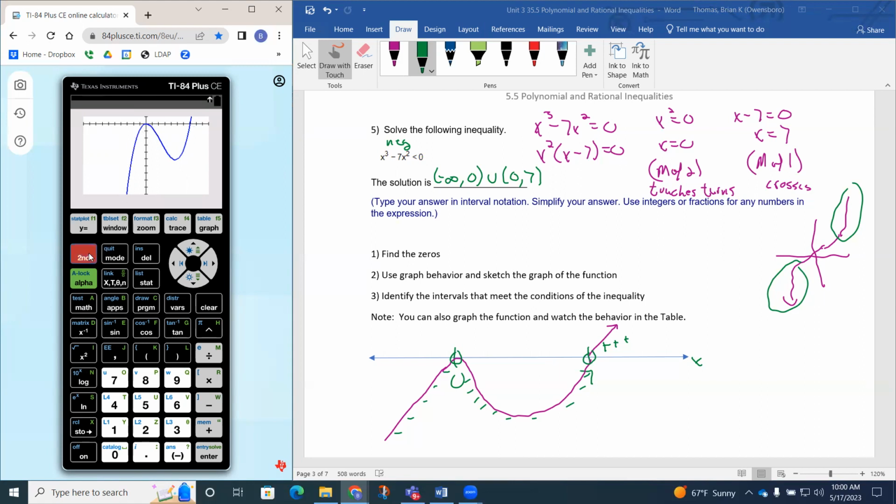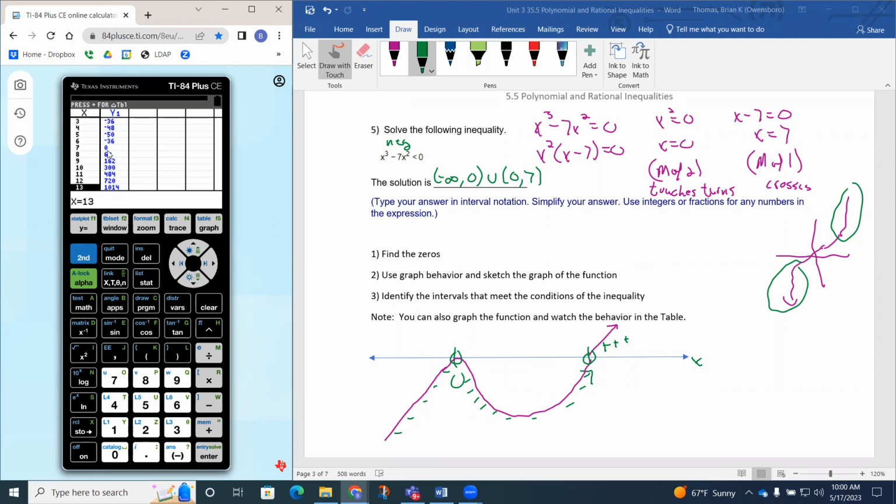We can also see it from the table perspective. Notice that 0 is 0, but if you go left of 0, notice how it's negative. It stays negative. Notice how the y values really take off. They're not coming back. If you go the other way, notice that if you're between 0 and 7, you're still negative as well. But once you get past 7, the y values do turn to positive values. So you can see it that way in the table as well.